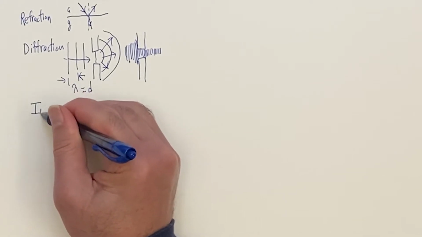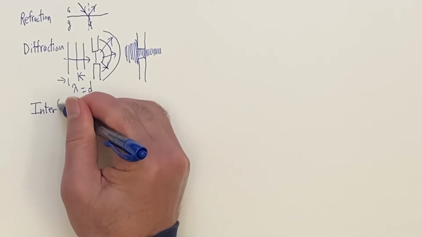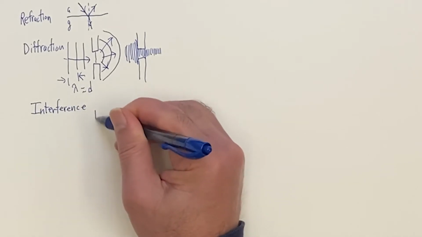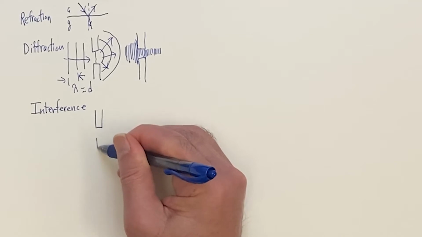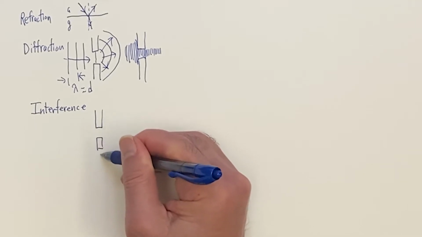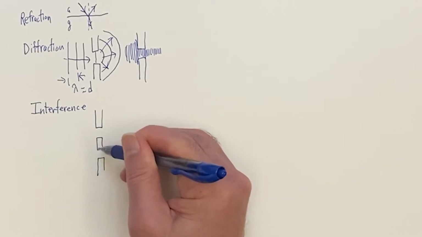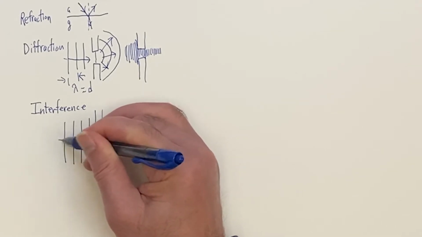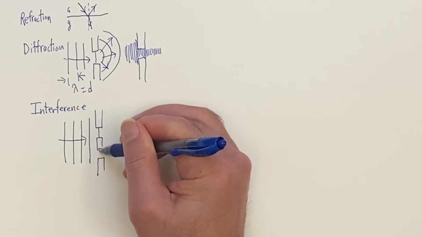Then interference. We've talked about interference a little bit before. Here we have two openings.